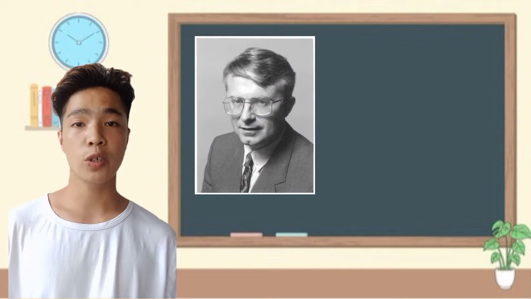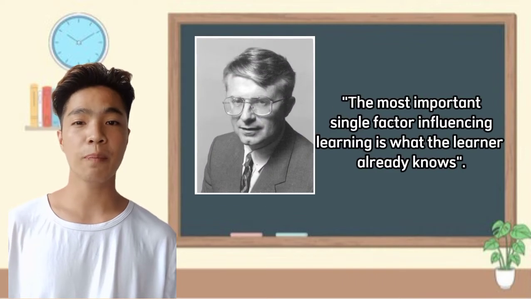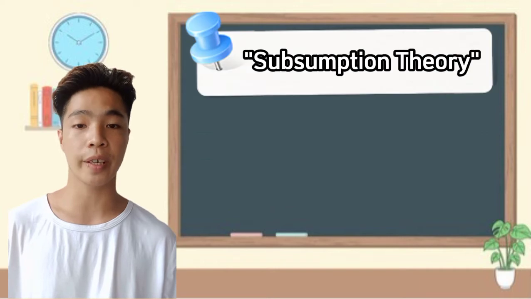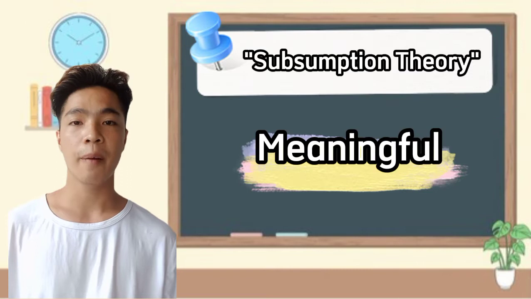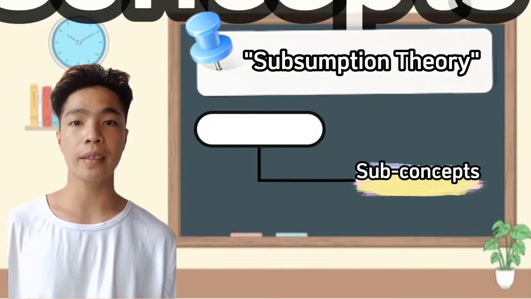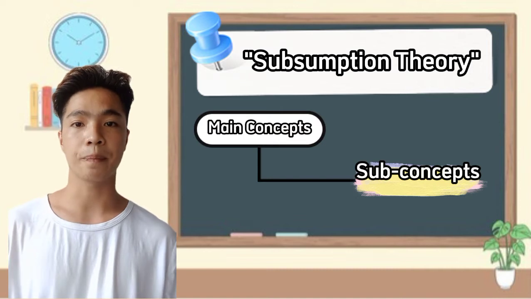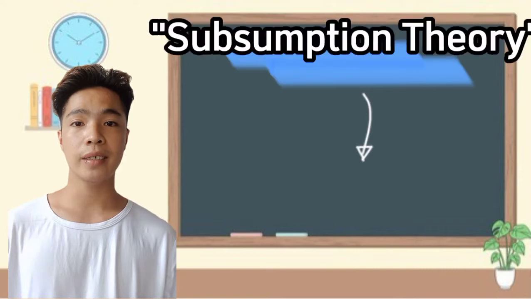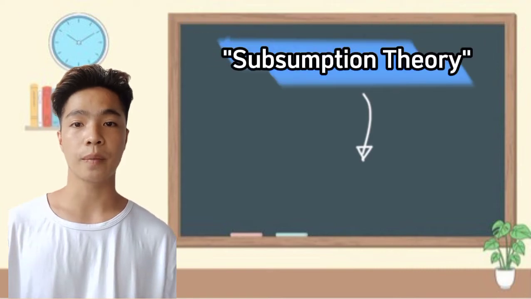Ausubel believes that the most important single factor influencing learning is what the learner already knows, and this is also called subsumption theory. In order to make verbal learning meaningful, make sure that all sub-concepts will be included under the main concept. Now, let us talk about what subsumption theory is.